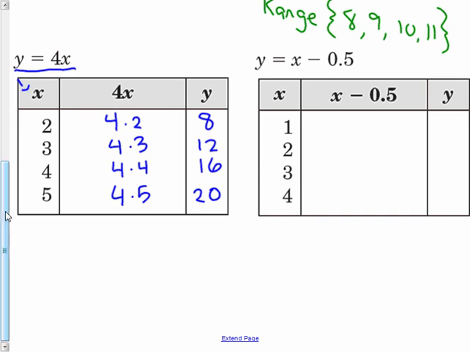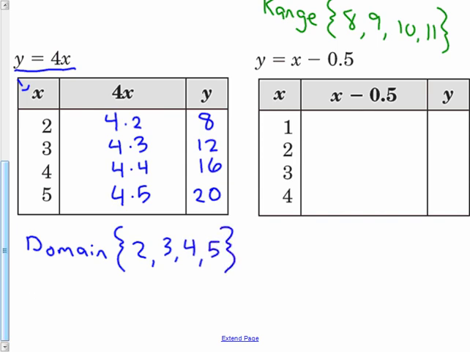Next, we have to go back to domain and range. Once again, labeling domain and range. My domain, I'm going to label that with a bracket. And remember, domain is your x values. So my x's are 2, 3, 4, and 5.